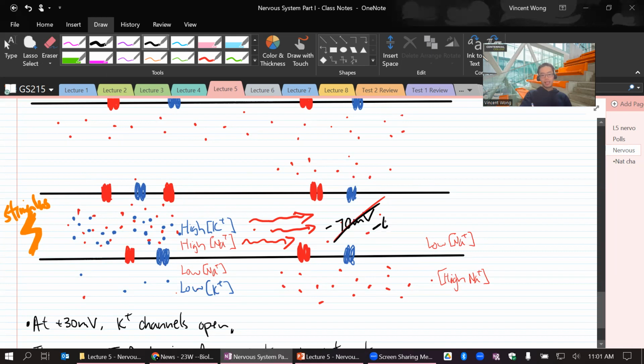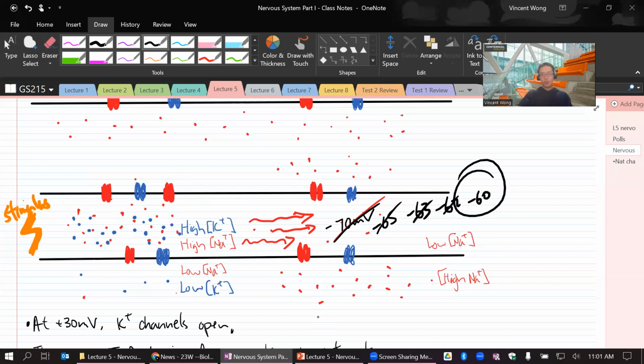This is going to be like -65, -63, -62, and then eventually we're going to get to -60, and that's the threshold potential. Then the sodium channels of this section will open, and then all the sodium would come in, and then it will cause the next section to experience the flip, right? And then the next section will experience the flip. Do you understand that? Okay.